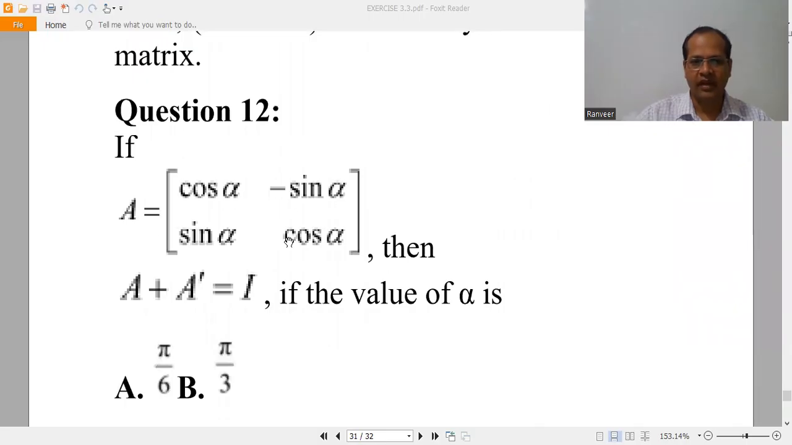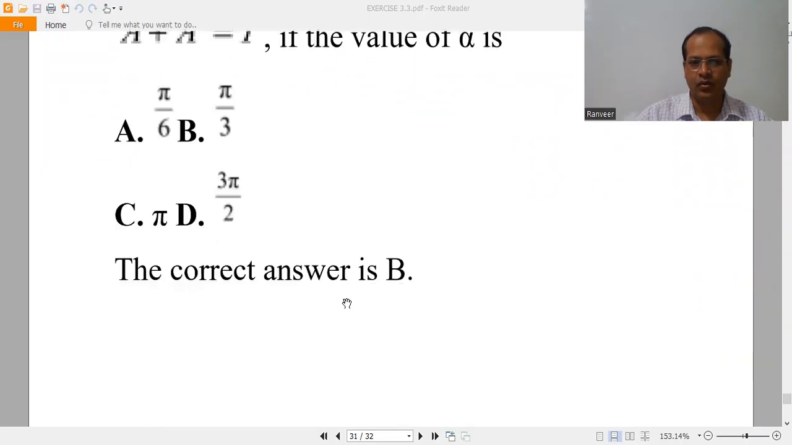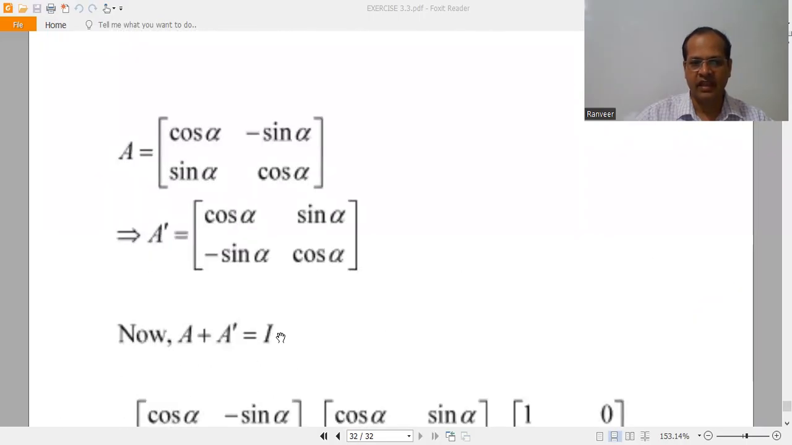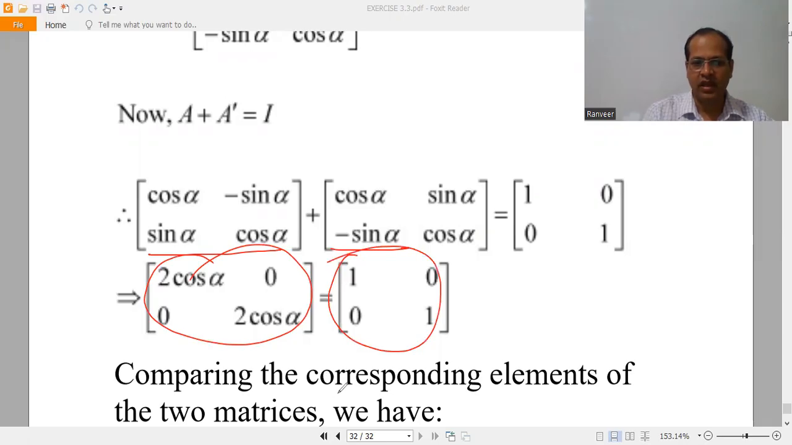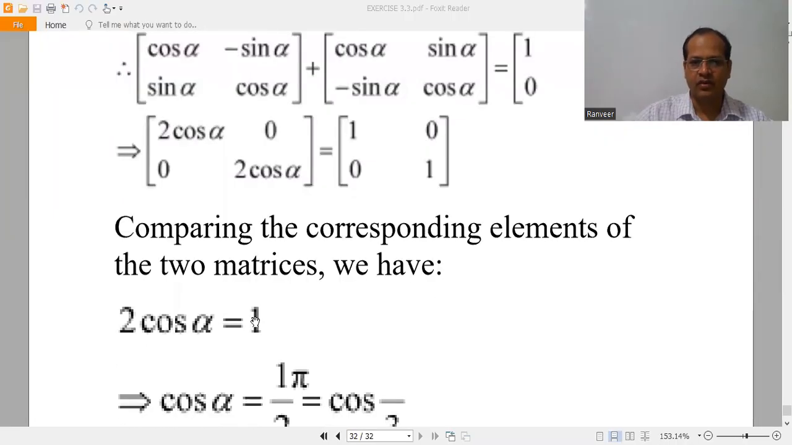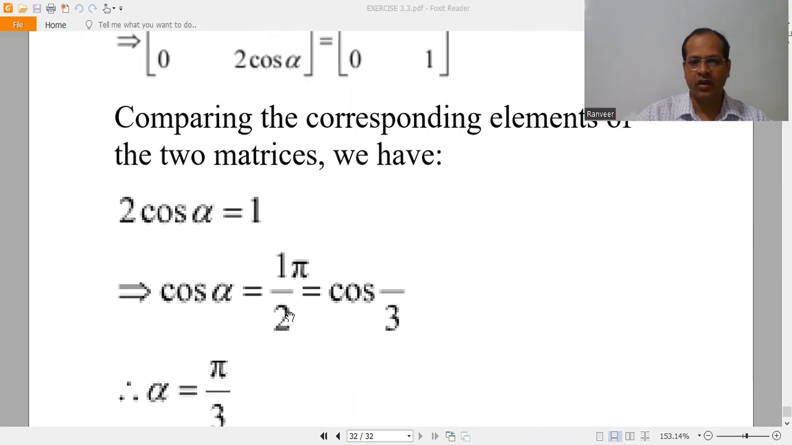If A equals cos alpha, minus sin alpha, sin alpha, cos alpha, then A plus A transpose equals I if the value of alpha is equal to what? Now this is given, so first of all we write A plus A transpose equals I. Once we do this operation, the sum is equal to this, and this is equal to 1 0 0 1. Comparing the elements of the two matrices, 2 cos alpha equals 1. So cos alpha equals 1 by 2, that is cos pi by 3. So alpha equals pi by 3.